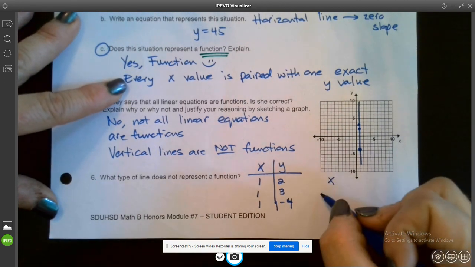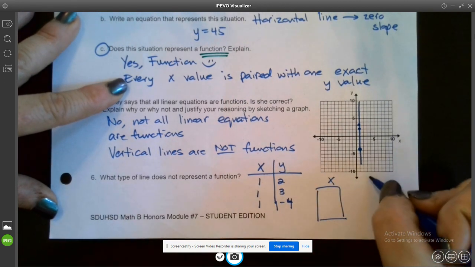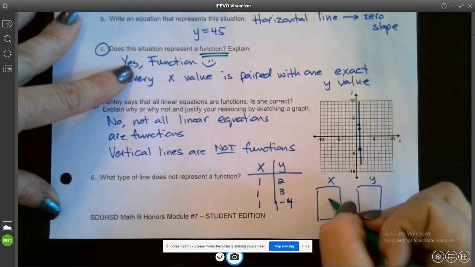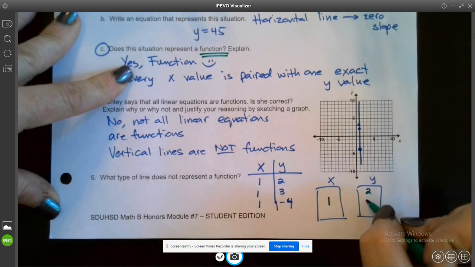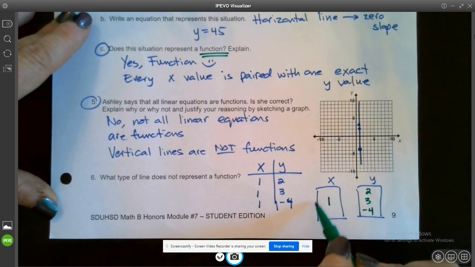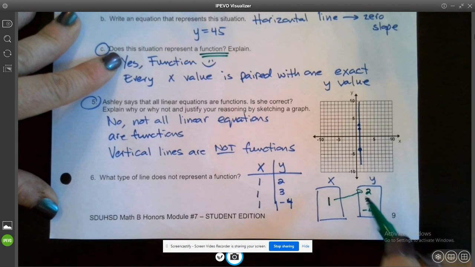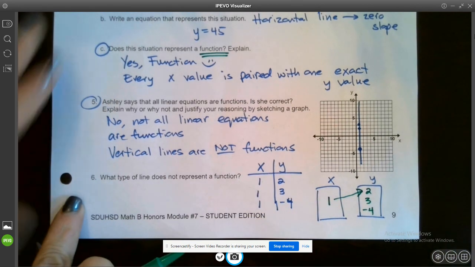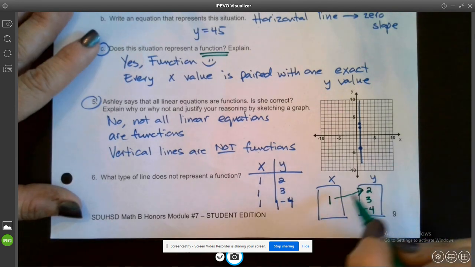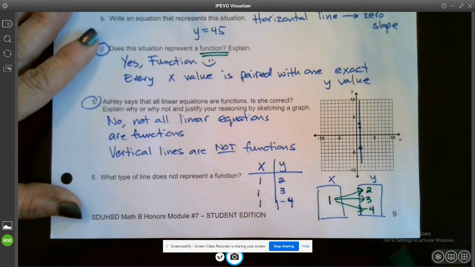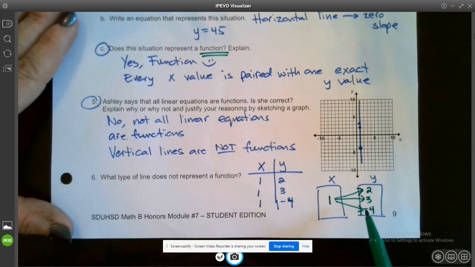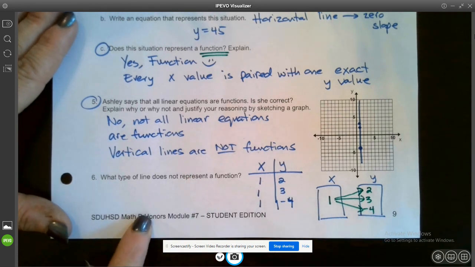Let me create a quick mapping. For 1, you might get 2, 3, or negative 4. Think about the bouncy balls and the quarters. If I put in 1 quarter, I can get 2 bouncy balls, 3, or negative 4, which doesn't make sense, but we'll let it go. Not a function. We need to remember that vertical lines are not functions.